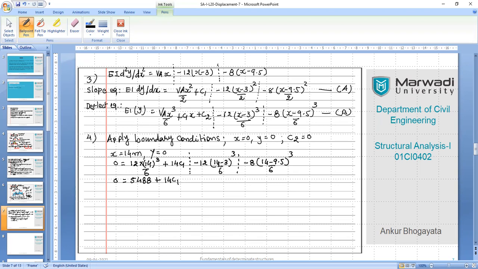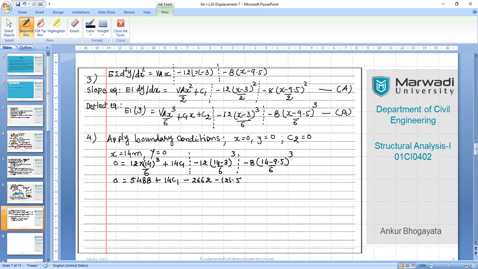So 14 minus 3 becomes 11 raised to cube, divided by 6 into 12. So 2662, right? So minus 2662, and again we have 14 minus 9.5, so that is 4.5, cube of that into 8 divided by 6, so that is 121.5, right?